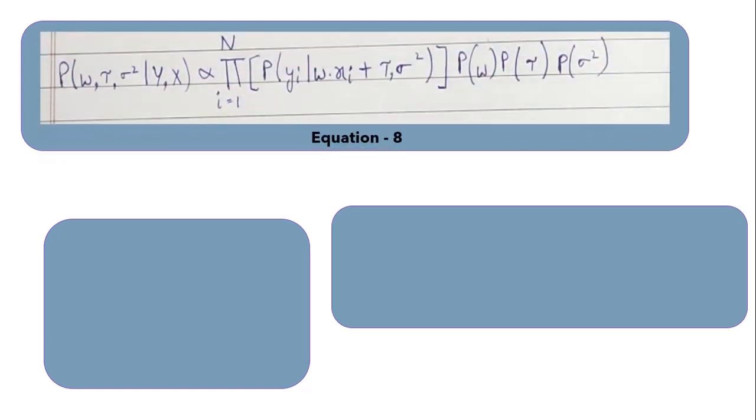Assuming that w, tau, standard deviation and observations yi are conditionally independent of each other, and by knowing this, we can rewrite the last equation for n data points as probability of w, tau, standard deviation given y and x almost equal to the product over each point of probability of yi given wx plus tau and standard deviation, multiplied by individual probability of w, tau and standard deviation terms, as shown in equation 8.